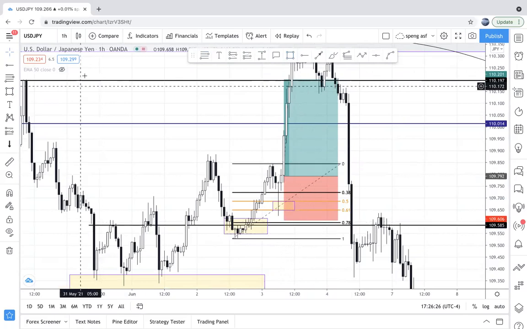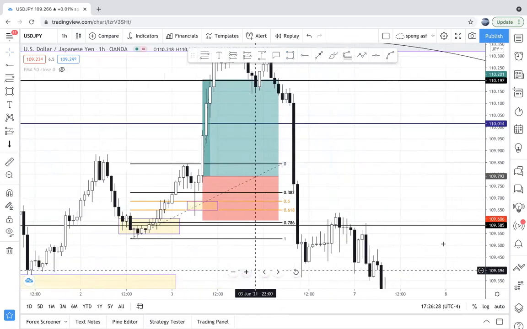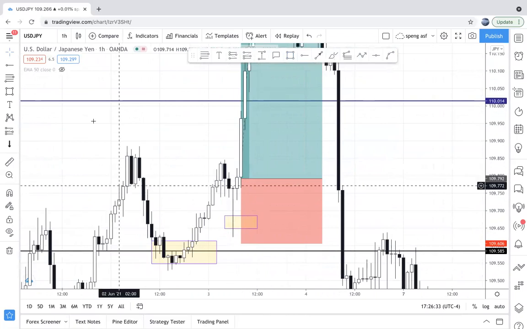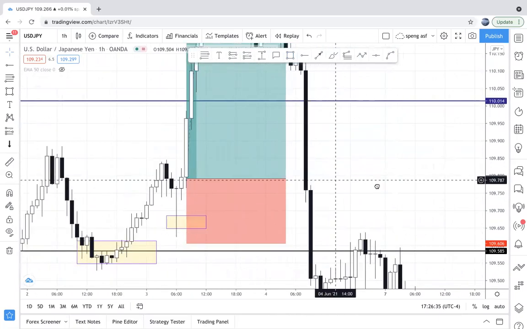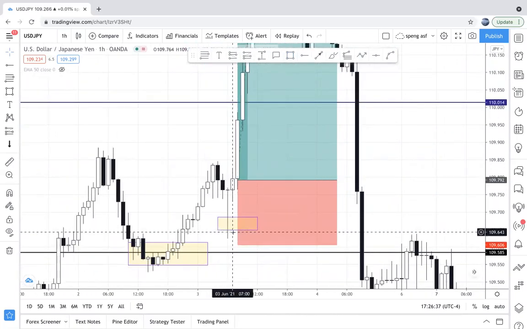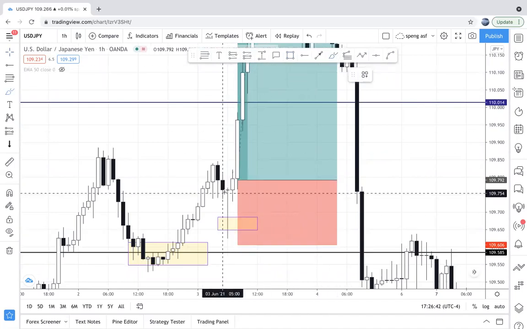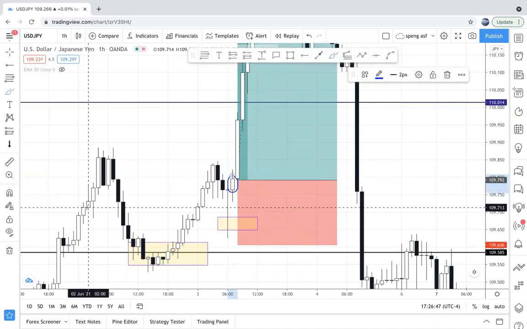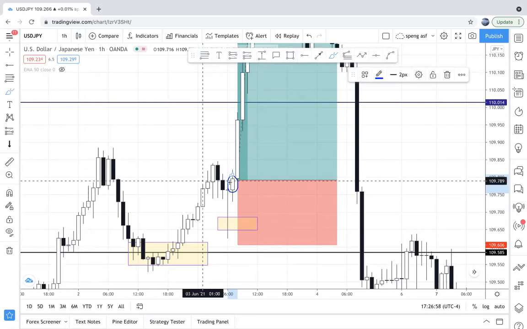So what I did after I missed that move, I waited. Then this engulfing candle on the 1 hour was formed, I think around 7 a.m. Eastern Standard Time. I get this nice bullish candle. That's a beautiful bullish candle right there. So I know the probability of the market continuing to the upside is very high. So I entered.